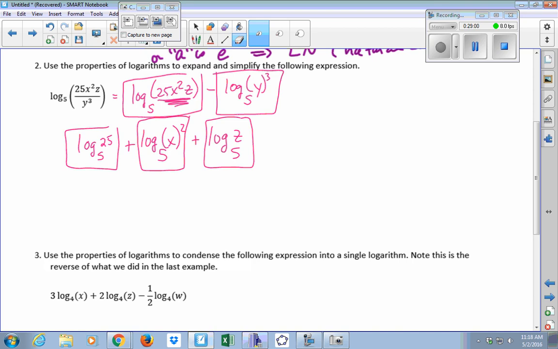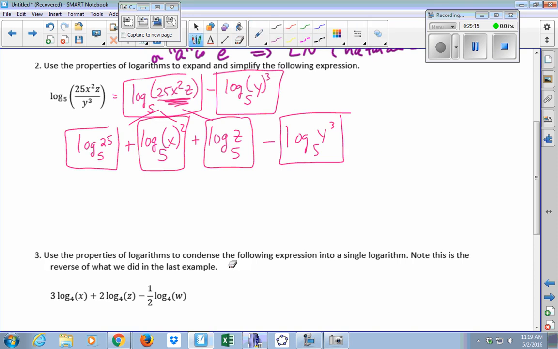So I've got 25x squared and z, and there they are. So this thing expands out to 3 separate individual terms, and then I'm going to subtract from that log base 5 of y cubed. Okay, so notice if I wanted to, I could put brackets or parentheses here just for you to see that that was the original numerator. There it is. There's 3 separate individual logs.